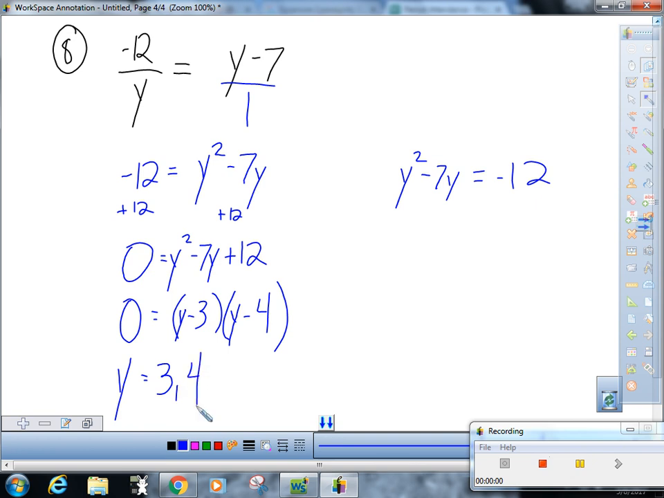Now let's check it to make sure that's right. What's negative 12 divided by 3? Negative 4. And what's 3 minus 7? Negative 4. Sweet. Let's try 4. Negative 12 divided by 4 is negative 3. 4 minus 7 is negative 3. That's how I know I got it right.